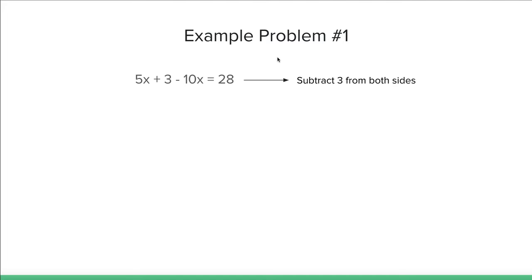Here is example problem number 1. 5x plus 3 minus 10x is equal to 28. The first step is to subtract 3 from both sides, because essentially our goal is to isolate the variable, which is x.